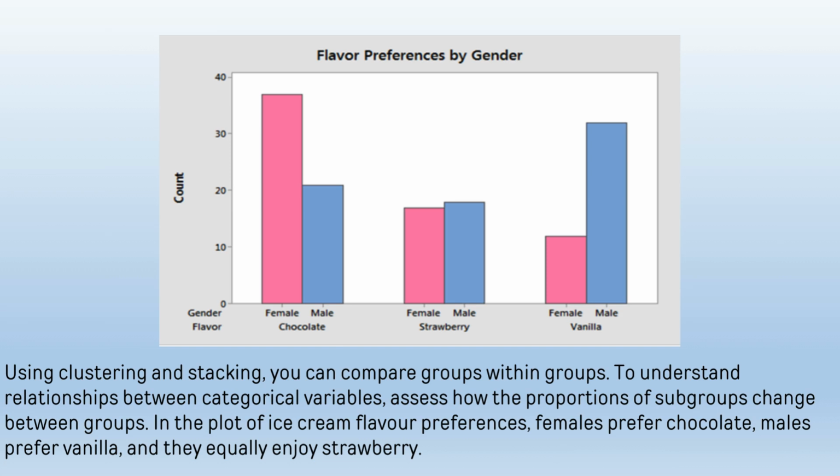Using clustering and stacking, you can compare groups within a group to understand the relationship between categorical variables, assessing how the proportion of subgroups changes between the groups. In this plot, for ice cream flavor preference, females prefer chocolate, males prefer vanilla, and they equally enjoy strawberry.